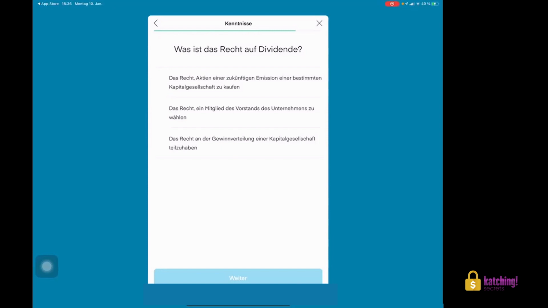If you are on the stocks market, if you're a company like Apple that has stocks that are tradable on the stocks market, is it the right to participate on the profits of this company? So what do you think? It's the right to participate on the profits of this company, right? So continue.